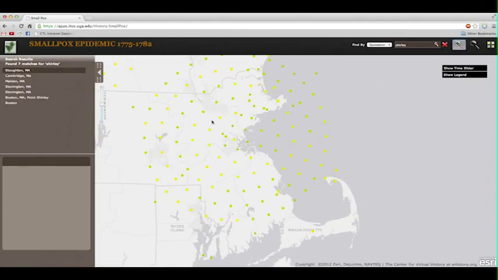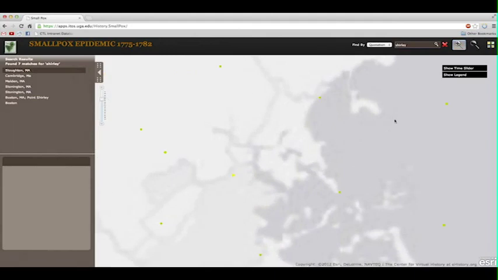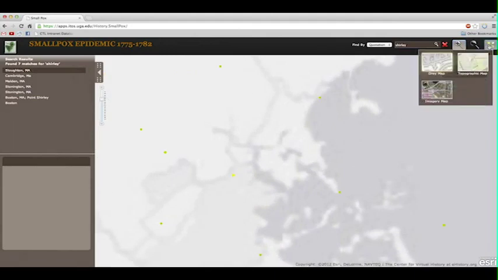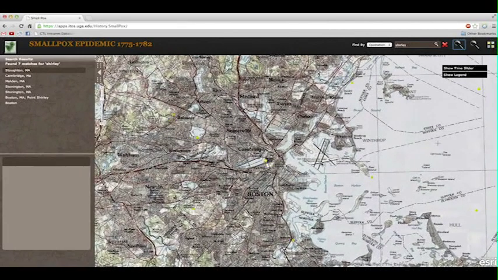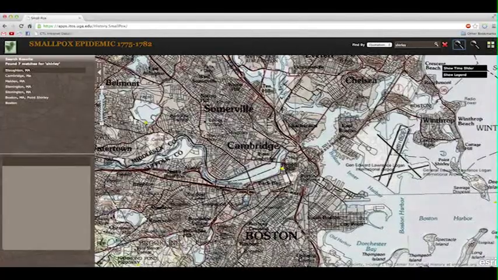We have a choice of 3 different base maps. So right now we're looking at the gray map, but we can also look at a topographic map. Obviously not from the 18th century, because you see Logan Airport. In fact, there's been so much landfill that Boston Harbor looked almost nothing like this in the 18th century. Let's see if we can get this last tile to load.